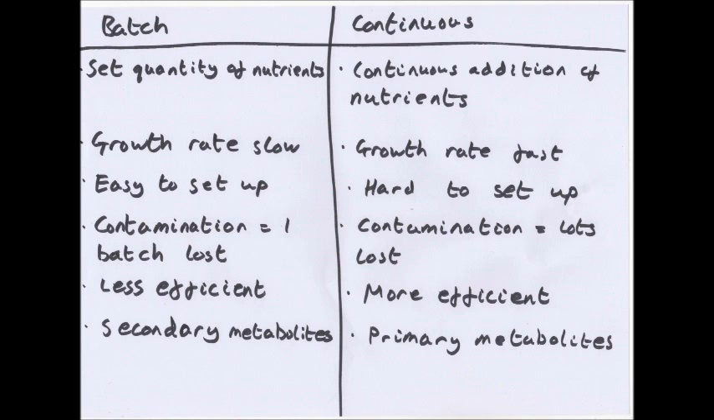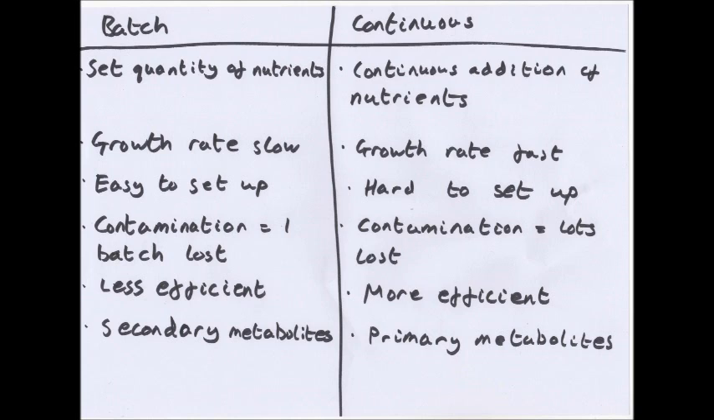Now, two types of cultures. There's a batch culture and a continuous culture. Now, a batch culture is when microorganisms are put into a fermenter with a set amount of nutrients. It's all been pre-planned and put in. They're allowed to grow for a fixed period of time. No further nutrients are added. And at the end, the products are removed and the fermentation tank is emptied. An example of this is penicillin.